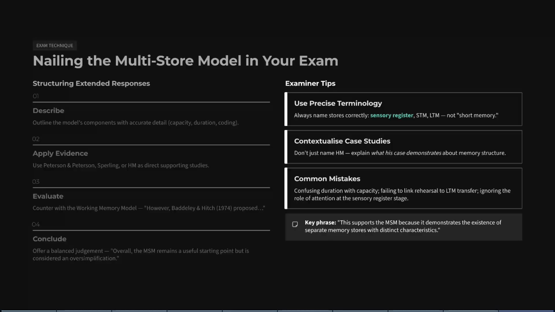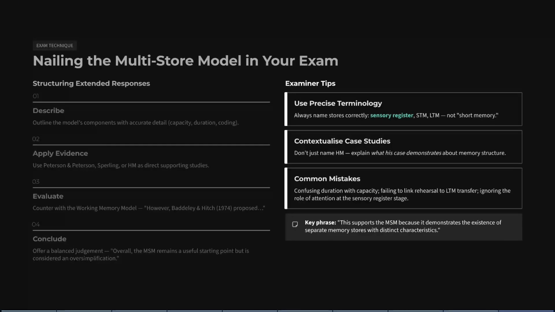The second mistake is failing to link rehearsal to LTM transfer. Do not just say information goes from STM to LTM. Say, "Through maintenance rehearsal, information is transferred from STM to LTM, where it can be stored potentially for a lifetime." And the third mistake is ignoring attention at the sensory register stage. Many students jump straight from stimulus to STM without ever mentioning that attention is what causes the transfer, and that omission costs marks. Well, that's the multi-store model of memory fully decoded.